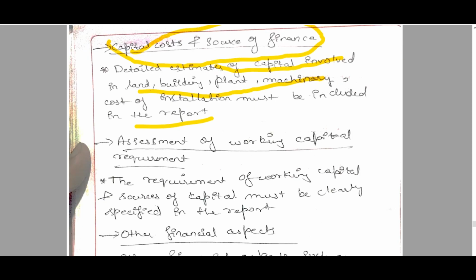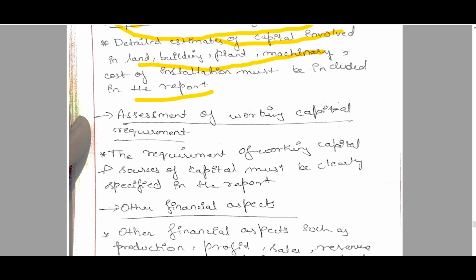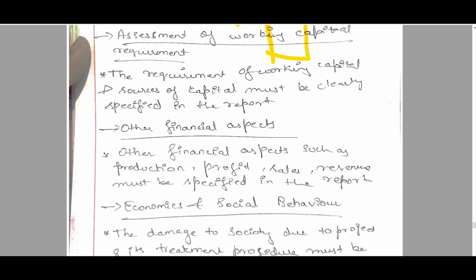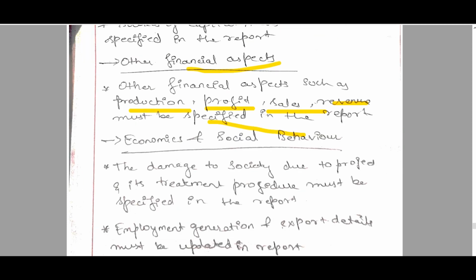Assessment of working capital requirement. The requirement of working capital and sources must be clearly specified. So if a company has some resource funds, where the funds came from and what the sources are must be included in the report. Other financial aspects such as profit, sales, revenue, etc. must be included in the report.